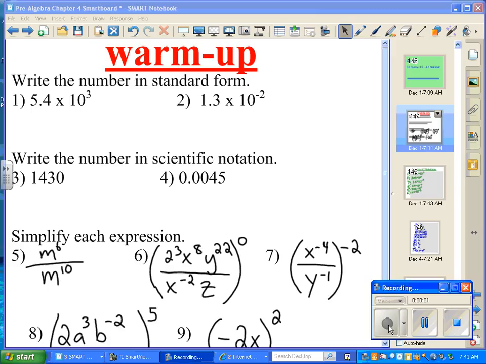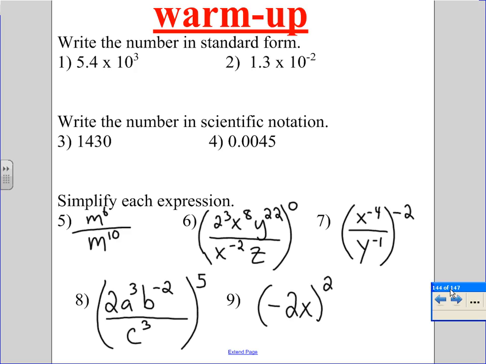Okay, sixth grade, our objective today is to start reviewing for the 4-5 to 4-7 test, warm up first, and then last night's homework. So starting with number 1, Sean, can you tell us what the number is in standard form?